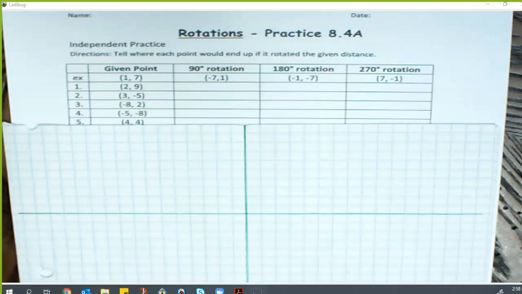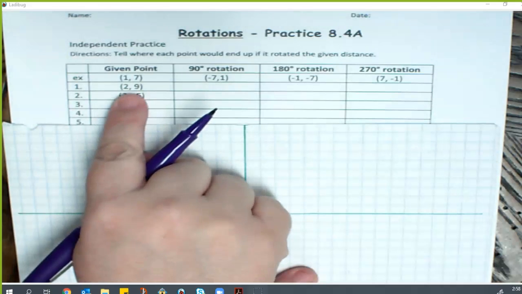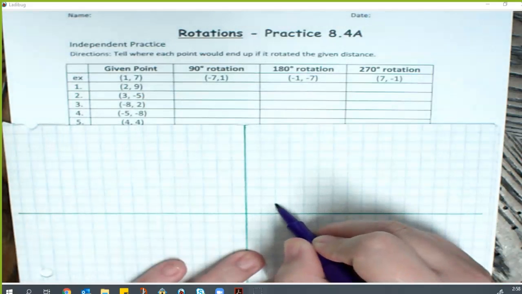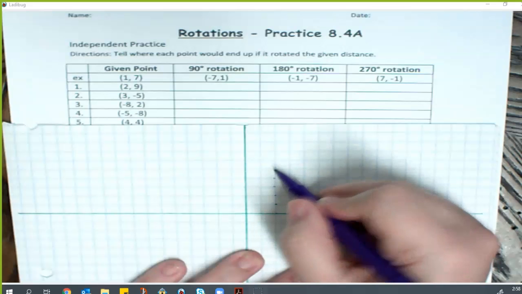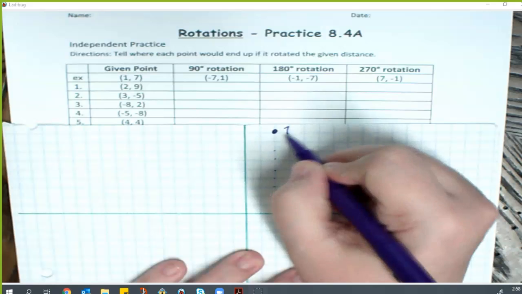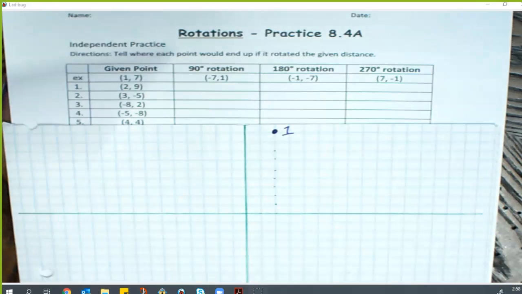All right, the next thing we're going to do, we're going to plot point 1 on our graph paper. So what's the ordered pair for point 1? 2, 9. Plot that on your graph paper. 1, 2, 1, 2, 3, 4, 5, 6, 7, 8, 9. Mine's all the way up here. And I'm just going to label that number 1. So now we have our graph.